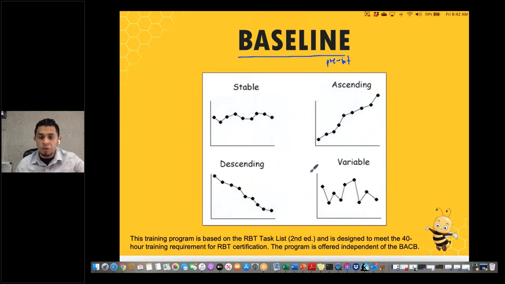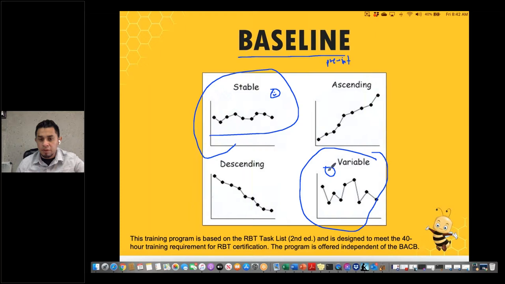Okay, this right here is what we want, and this is the thing that's going to make us happy. And this right here, the variability, is not going to make us happy. When you're looking at a baseline, you want to ensure that you have as much stability as possible and the least amount of variability. These right here, descending and ascending, also don't help very much, okay? Because there's some type of movement already. That's a sad face, by the way.